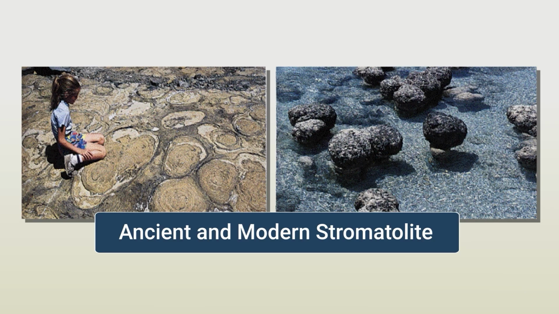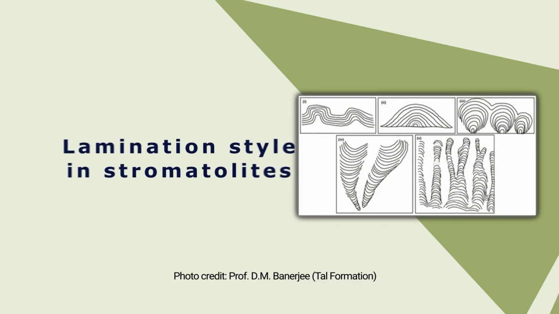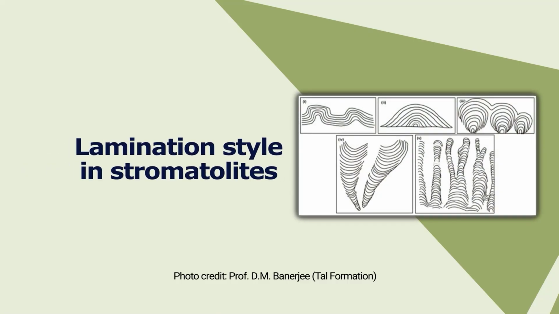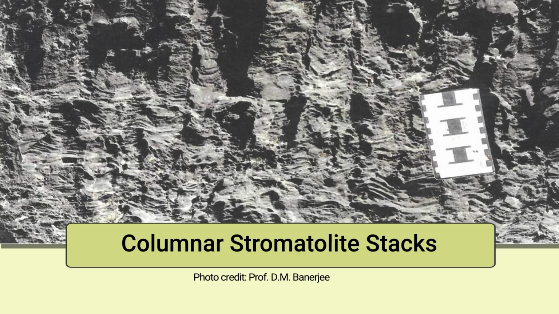Many people have started calling these living fossils. Laminated stromatolites are shown by different types of lamination. They are either horizontally laminated, or domical, or make a cylindrical shape, or they show different types of bifurcations. Here is an example, a columnar stromatolite, where you can see the vertical column.